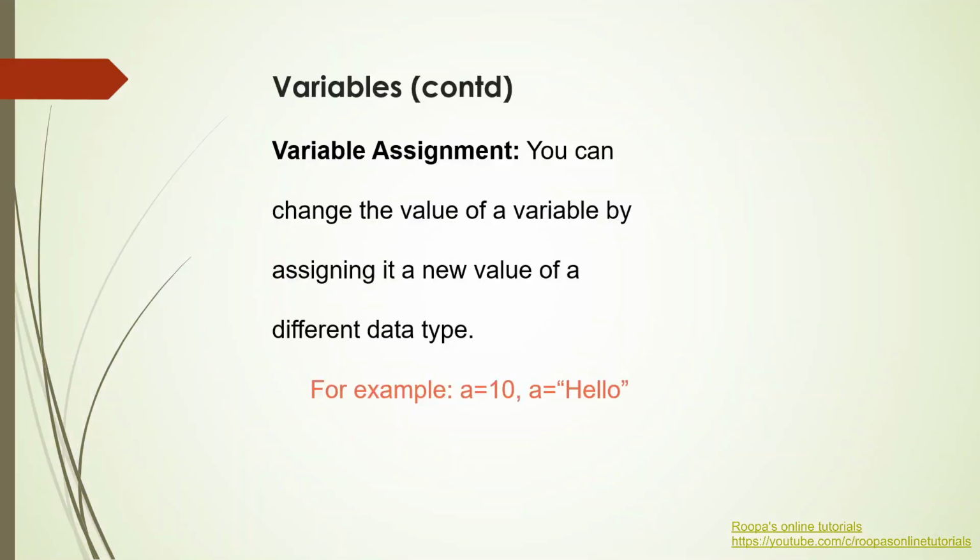With variable assignment, you can change the value of the variable by assigning a new value of a different data type. See how flexible Python is. Suppose here I have a is equal to 10, which is a whole number. Now suddenly I say a is equal to my name, Rupa. This is a string. A string is a group of characters enclosed in double quotes. So I can put the string inside the same variable a. This is possible in Python. It is not going to show any error for me.